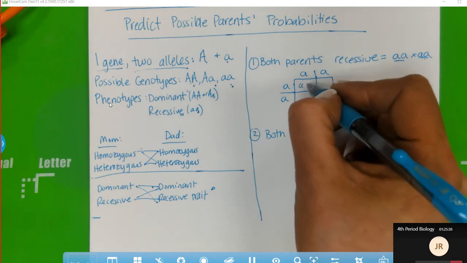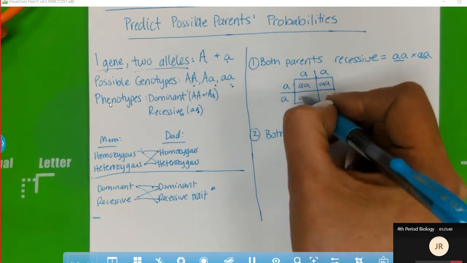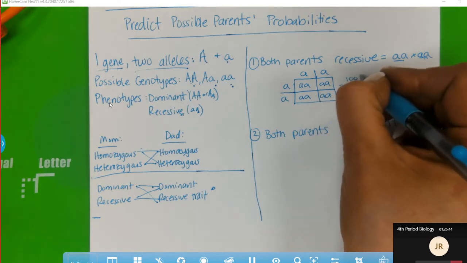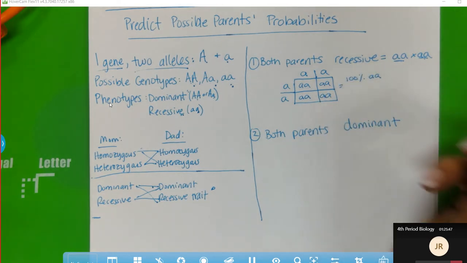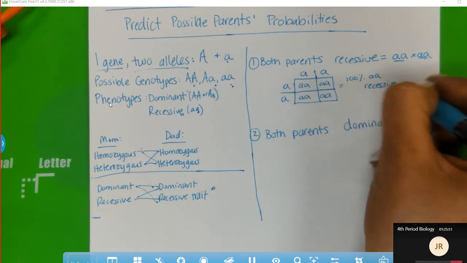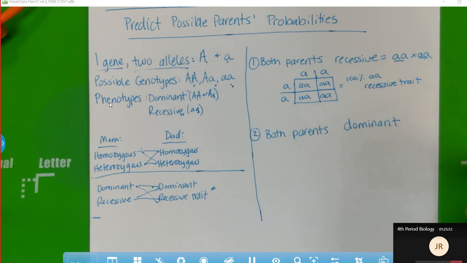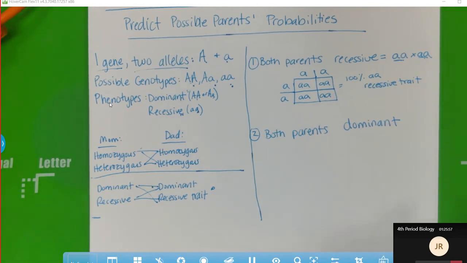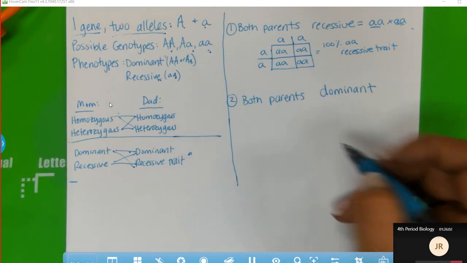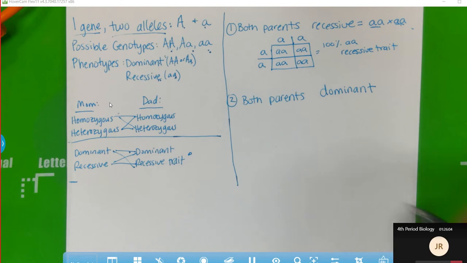And so 2 parents with recessive phenotypes, 100% of their children would have homozygous recessive genotype, and 100% of their children would show the recessive trait or the recessive phenotype. That's the only possibility if both parents are recessive. There's only one possible Punnett square. If both parents are dominant, you have multiple possibilities.